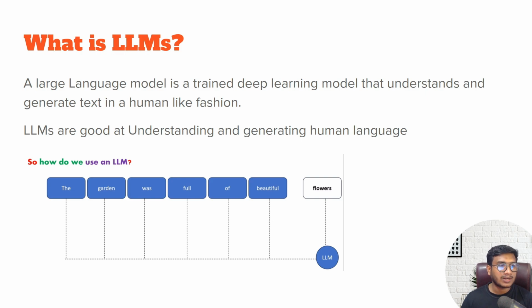And how does this LLM work? The core working mechanism inside an LLM is that it generates the next word. So here I've given an example: the garden was full of the beautiful. This is the sentence you give to the large language model, and it is able to generate "flowers". That means it is always trying to generate the next word. That is the main core idea inside a large language model. Whatever prompt we give, whatever text it is generating, it will always try to generate the next word. This is the main logic behind the large language model.